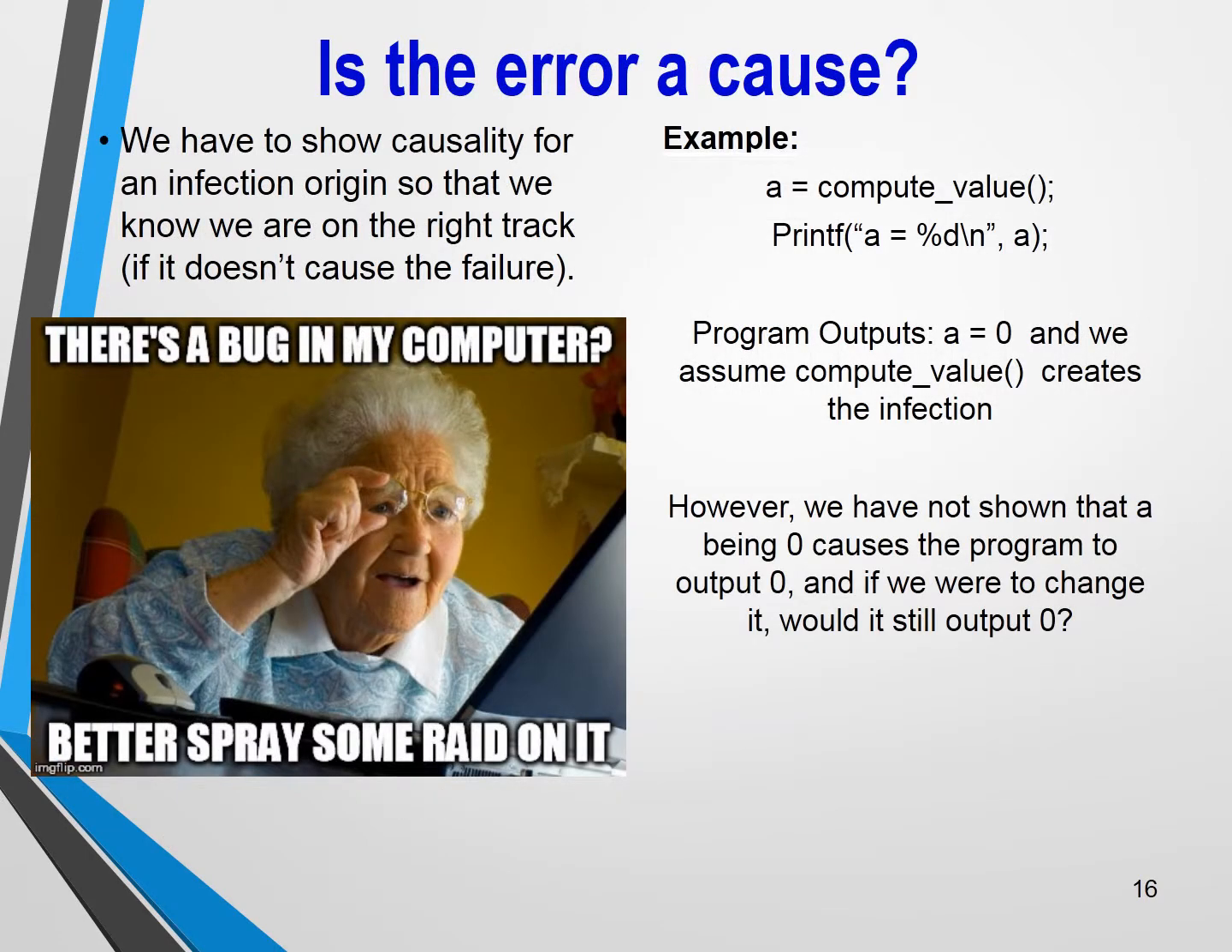Is the error a cause? We have to show causality for an infection origin so that we know we are on the right track. The program on the right outputs a equal to 0, and we assume that the function creates the infection. However, we have not shown that a being 0 causes the program to output 0, and if we were to change it, would it still output 0?